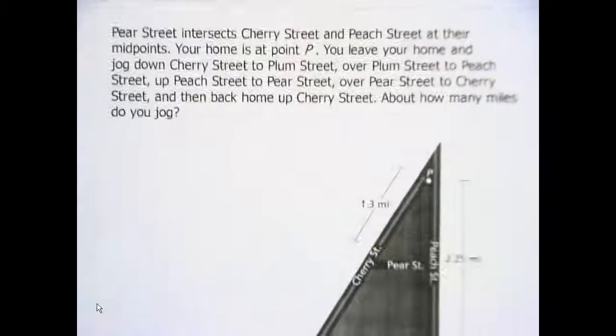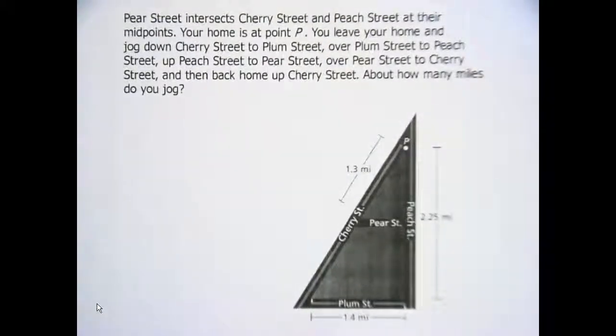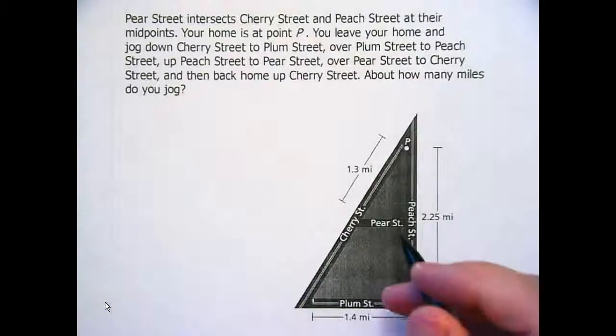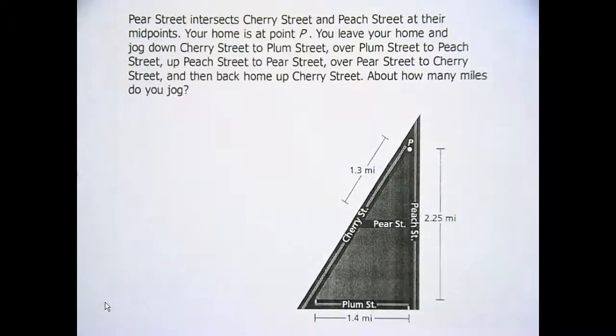Try example 5. Good old Pear Street intersects Cherry Street and Peach Street at their midpoints. Off you go from there. Go and work together. For all of you squinting with smoke starting to billow out of your ears, it's okay to copy it down and write numbers. It'll help you out, I promise. Another minute. Keep going as I write down a couple of numbers that help me out.